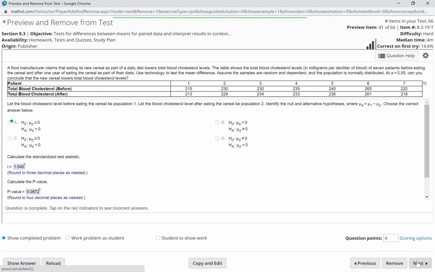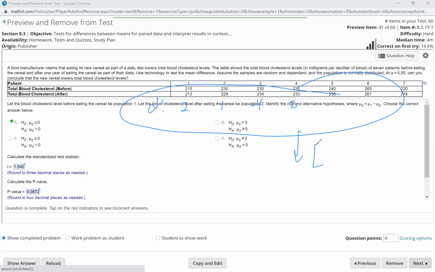Section 3, dependent samples. When the samples are dependent, it is the same person before and after some action. What you have to do, guys, is you need to do the differences. 215 minus 213 is a 2. 230 minus 229 is a 1, and then negative 4, and that's a 2, and so on and so forth. You put all of this data, guys, in L1, and you will be testing against 0.